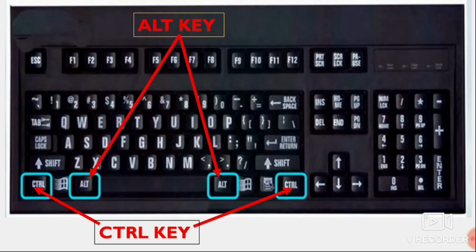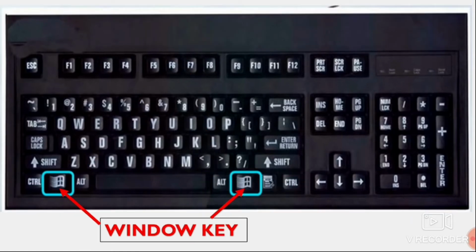Alt key and control key. These keys are known as combination keys because they work in combination. They require some other keys for performing a function. For example, if we want to save the document, we need to press Ctrl plus S. So it requires a combination of other keys. Windows key. The Windows key is used to display the start menu and screen.